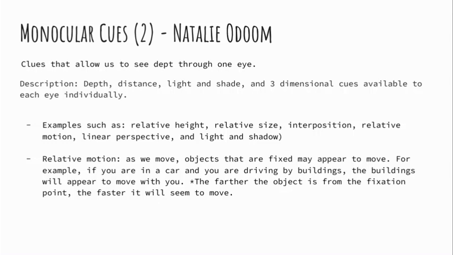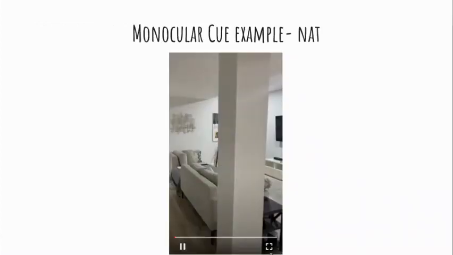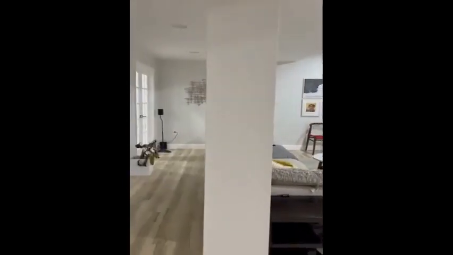For example, relative motion is as we move, objects that are fixed may appear to move. For example, if you're in a car and you're surrounded by buildings, the buildings will appear to move with you. The further the object is from the fixation point, the faster it will seem to move. And as you can see here in this video, I'm at the fixed point, and I'm moving to the side from this beam, and the beam seems as though it is moving, and this is an example of relative motion.